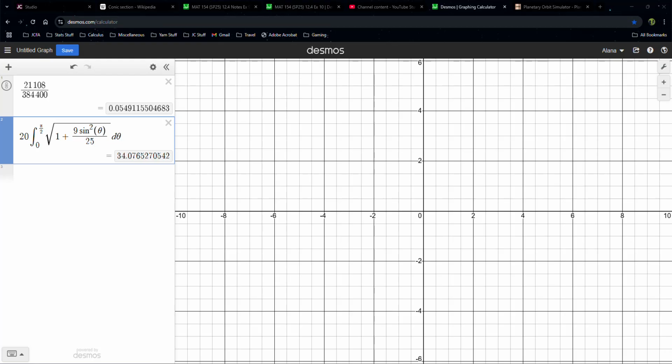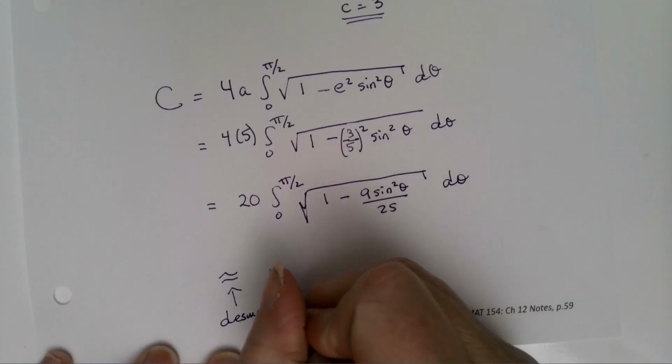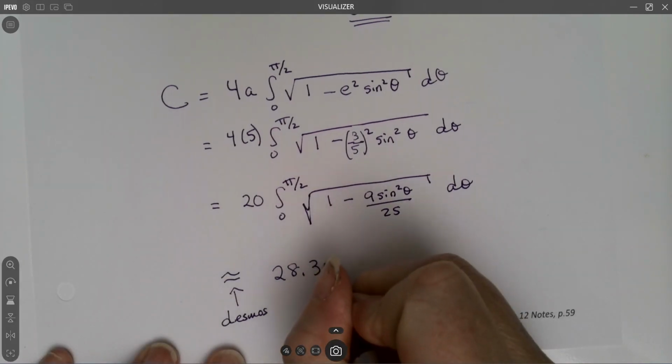Oops, that's a plus in there. I meant to write a minus in there. Sorry about that. There we go. 28.36. All right, and now the units would, of course, be kilometers.